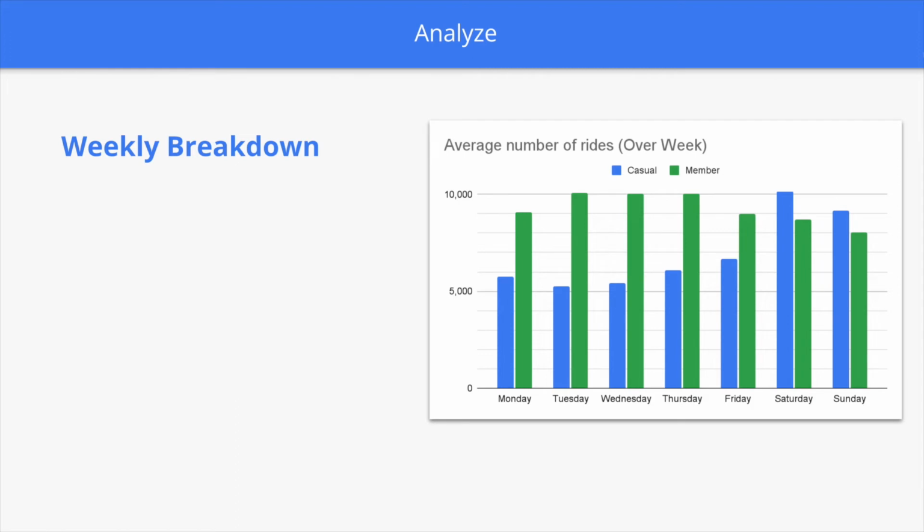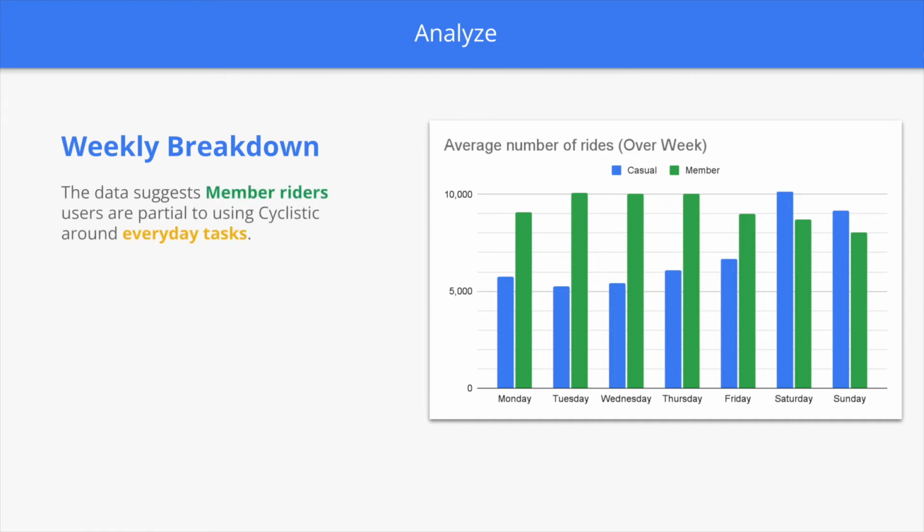Now, what this specific graph describes are the number of rides on average per week, broken down by membership type. And as you can see, members tend to use this service more throughout the week, and it drops off during the weekend, whereas casual members tend to prefer weekend times for cycling.